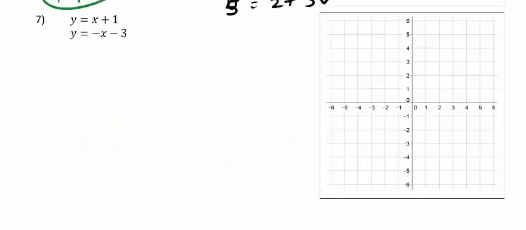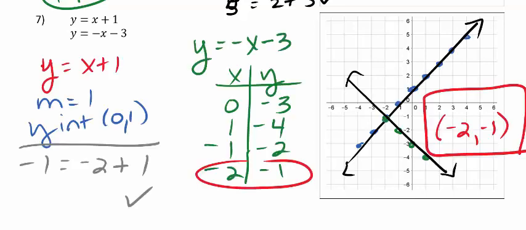For number 7, I want you to go ahead and graph y equals x plus 1, either using a t-chart or using the slope and y-intercept, and then graph y equals negative x minus 3, and find the point where they cross. Pause the video now, and then come back and check your answer. Let's take a look at the answer for number 7. The solution is -2, -1.